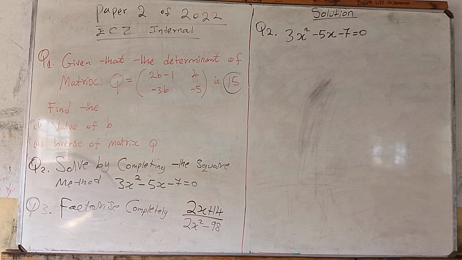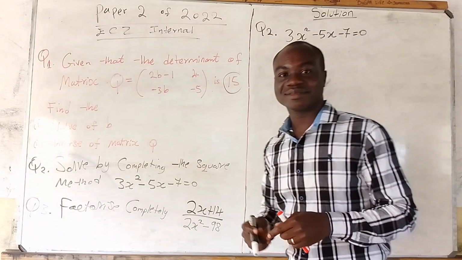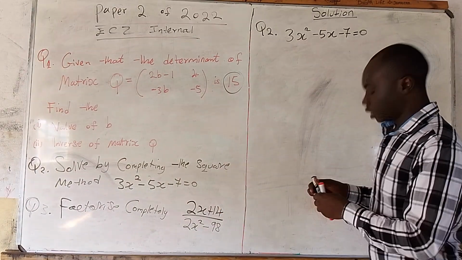So question 2 reads, solve by completing the square method. We want to solve the second question by completing the square method. If you are not familiar with completing the square method, you can pause the video, scroll up, find one of my videos, watch this method, and then come back to this video. Alright, let's get started. So that's the question we have.